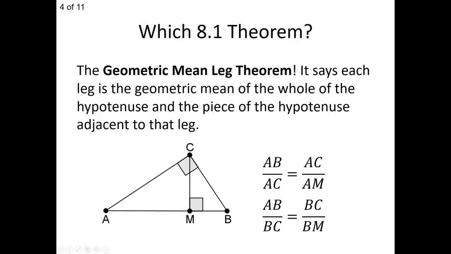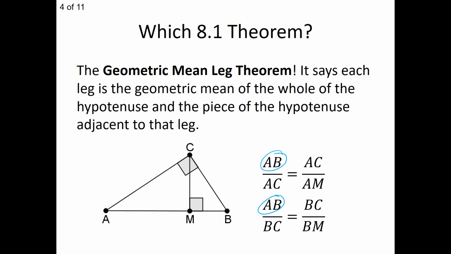So which theorem from 8.1? We're specifically going to be using the geometric mean leg theorem, or to us, the GMLT. What this one says is that each leg is the geometric mean of the whole hypotenuse and the piece of the hypotenuse adjacent to that leg. In other words, if you look through the two proportions below, first, they both involve the hypotenuse, AB, and that's a key component because we're going to relate the legs of the right triangle to the hypotenuse.